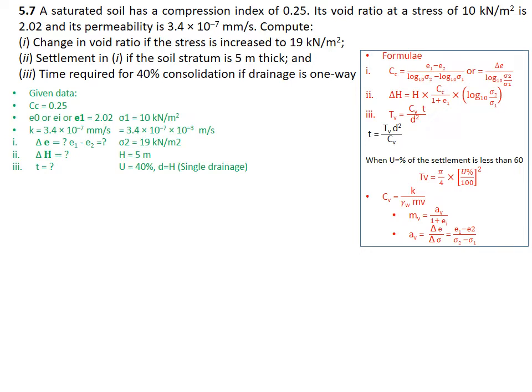So we'll approach this problem one by one. So the first one is the formula for Cc. So in this, as you can see, from this formula we can find out the value for delta e. So putting all the known values, we can find out the delta e, which is nothing but 0.07. So as you know, e1 minus e2 is delta e. So from this again we can find out the value for e2. So the e1 was 2.02 and it was reduced to 1.95.